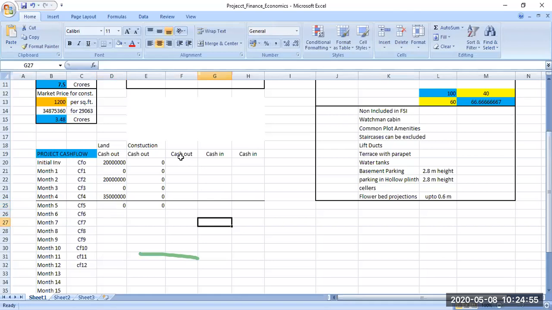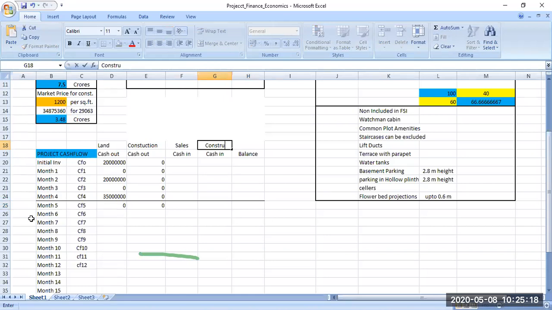So this is cash in, this is cash in again. This balance. Okay, and again, this is for sales and this is for construction. I'll explain what that is.